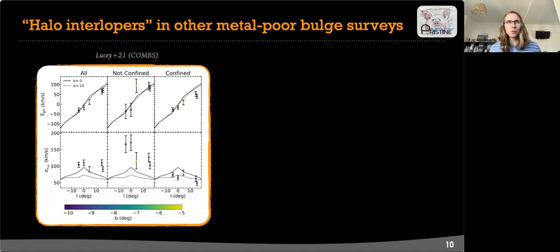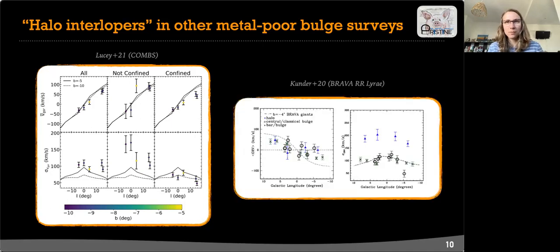So in other metal poor bulge surveys, what kind of effect does it have if you remove these halo interlopers? In COMBS, here on the top is again the average velocity and the velocity dispersion on the bottom, for not confined stars and for confined stars. Here the rotation looks quite similar, but the velocity dispersion really decreases if you remove the interlopers, which makes sense. And this is something similar seen in Kunder et al.